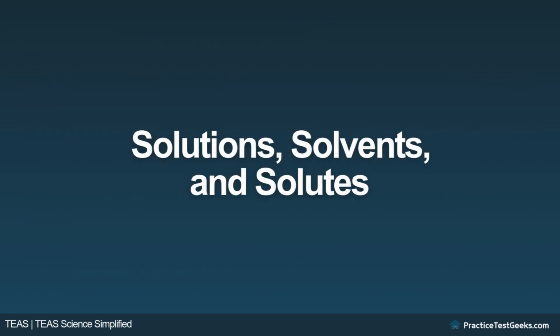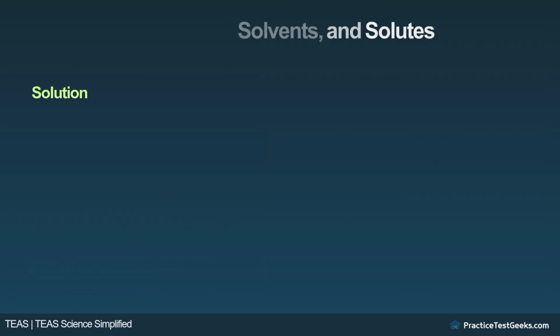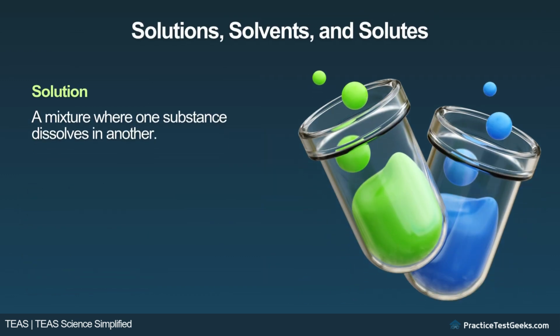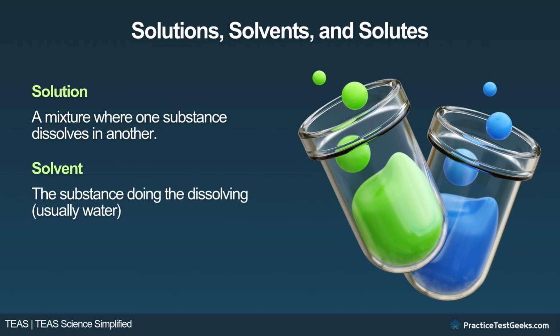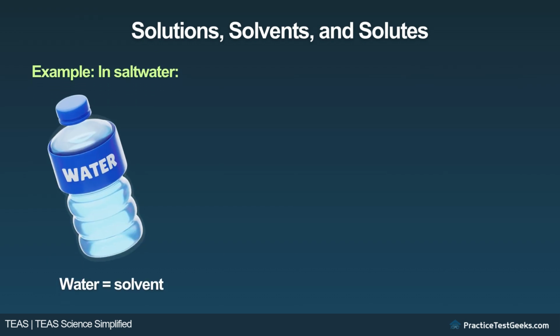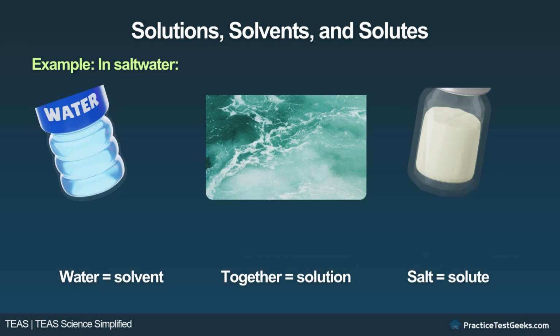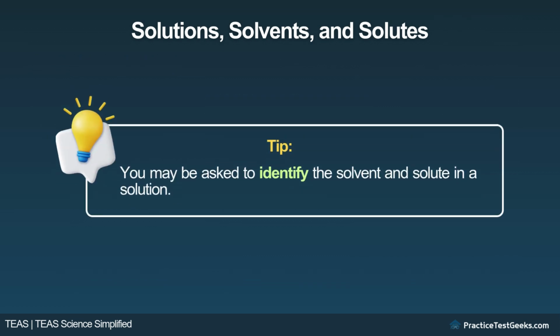Now let's talk about solutions, a common chemistry topic on the TEAS. A solution is a mixture where one substance dissolves in another. The solvent is the part that does the dissolving. Most often, this is water. The solute is the substance being dissolved. For example, in salt water, the water is the solvent, and the salt is the solute. Together, they form a solution. Here's a TEAS tip: you might see a question asking you to identify the solute and solvent in a mixture, so keep this relationship clear.